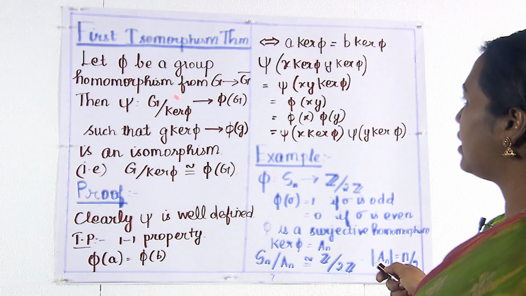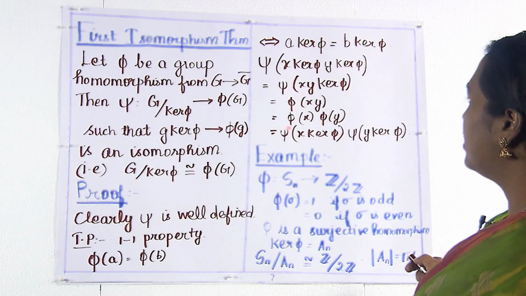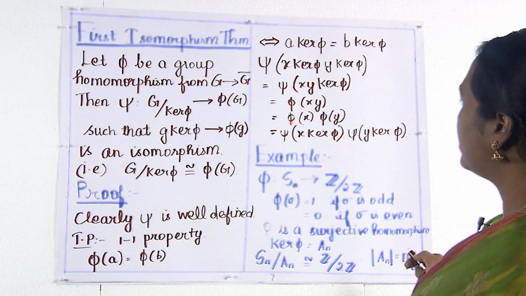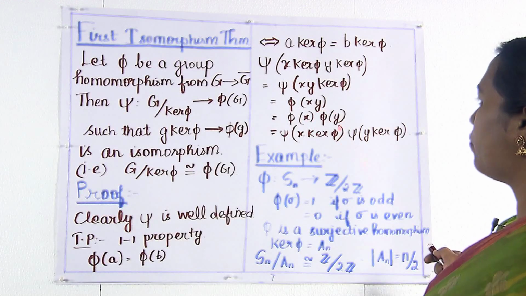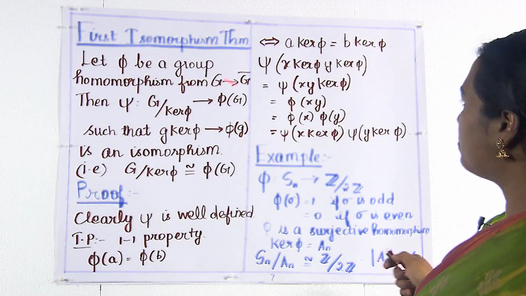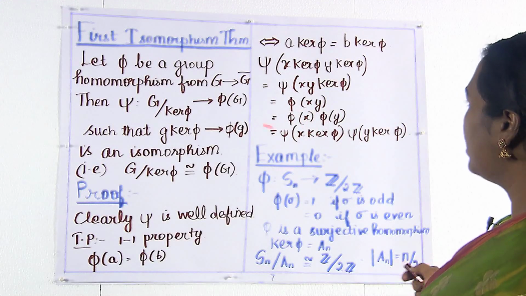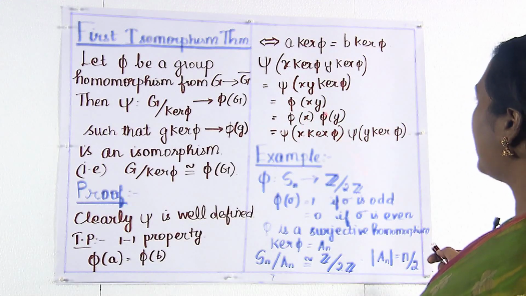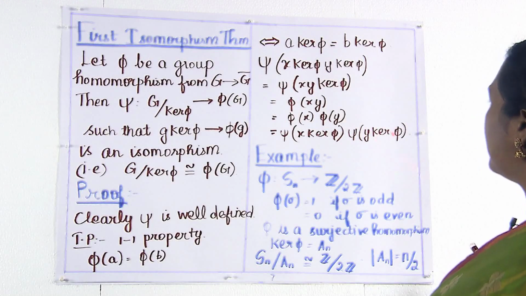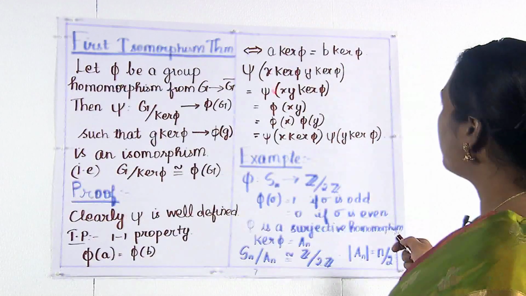Let us see the elements here and here. That is equal to phi of xy, which is equal to phi of x times phi of y. Since phi is a group homomorphism, this property is possible, and phi of x is actually xi of x kernel phi and phi of y is xi of y kernel phi. So, we have proved that the 1-1 property exists.